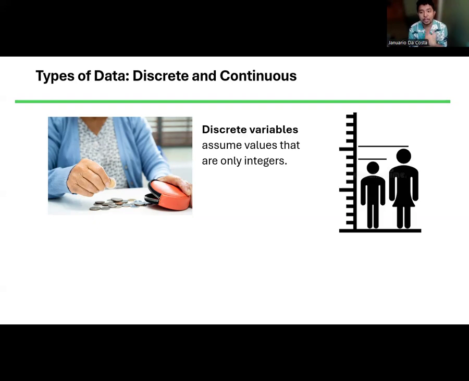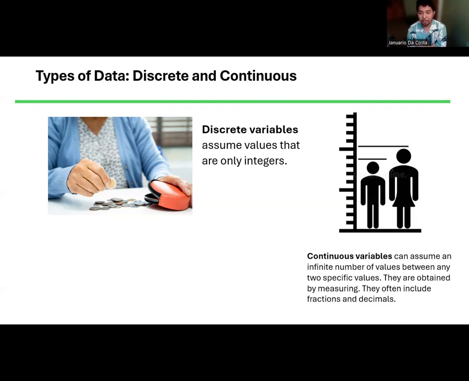For example, the height of a person can be 160.1 centimeters, or it can be 162.53, or 175.3456, or 145.0103. So the height of a person is a continuous variable.